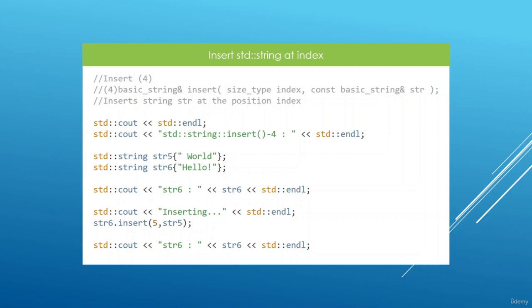We have another version which is going to insert an std string. So if you want to do this, you can do this. We have 2 strings again, and we are going to take str6 and insert str5 at index 5, and we're going to get hello world if we're trying to print this out. I tried and kept these things to be the same so that you can really follow these things easily. We are just using different versions of the insert behavior on our std string type here.